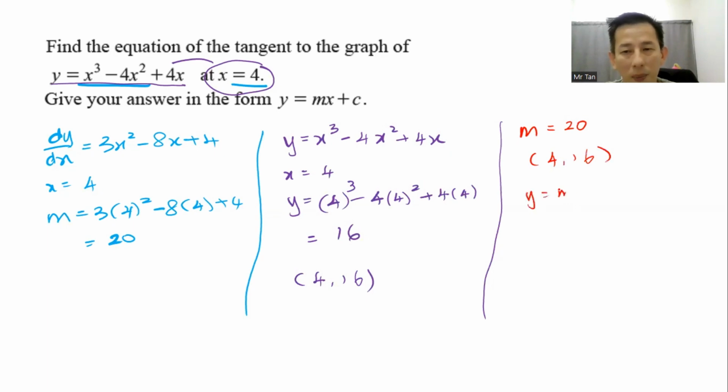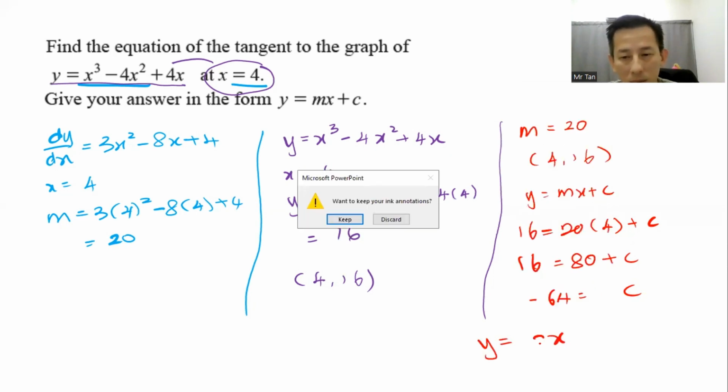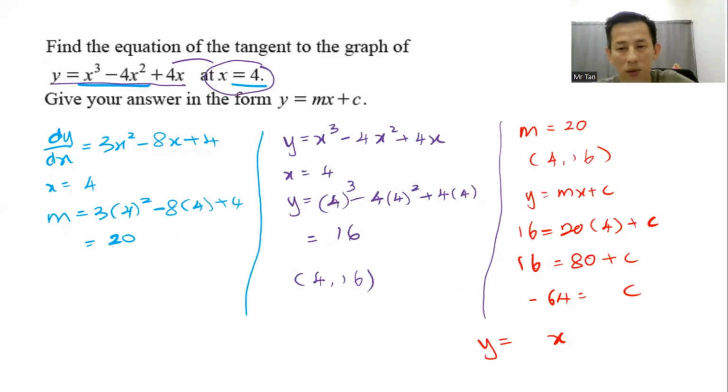So y equal to mx plus c. Y is 16 equal to m is 20 times 4 plus c. So it's 16 equal to 80 plus c. Your c should equal to negative 64. Therefore, equation will be y equal to 20x, sorry, y equal to 20x minus 64. Done.